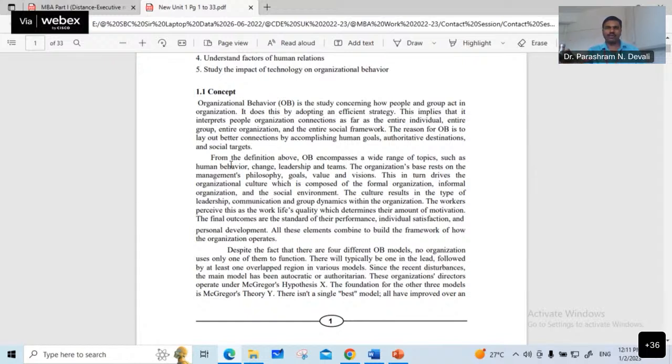Definitely it gives positive energy to us. It helps to develop our confidence.